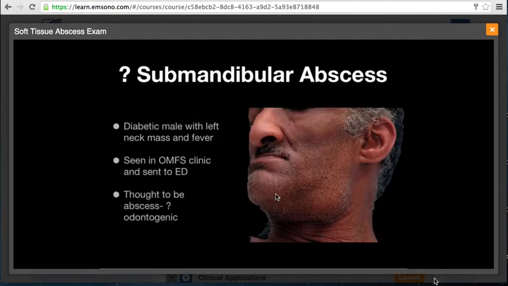Here's a diabetic male who was sent to the OMFS clinic from the medicine clinic because he'd been having dental pain, now had a fever, and had this swollen area in the left submandibular region. When he got to the OMFS clinic, it was found that his blood sugar was 529, so he was sent to the ED. It was thought that he had an abscess here that was odontogenic in origin.